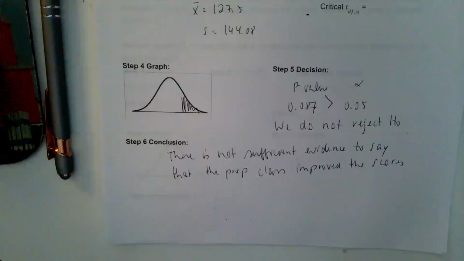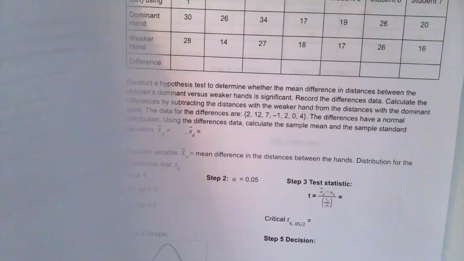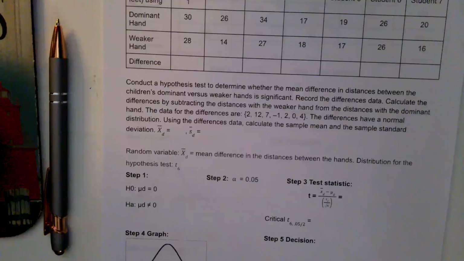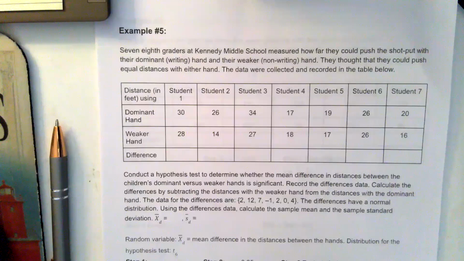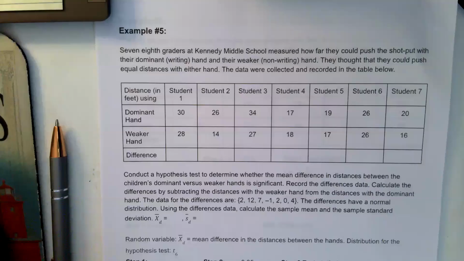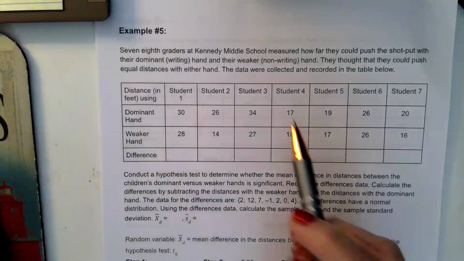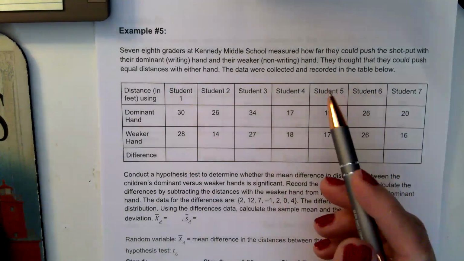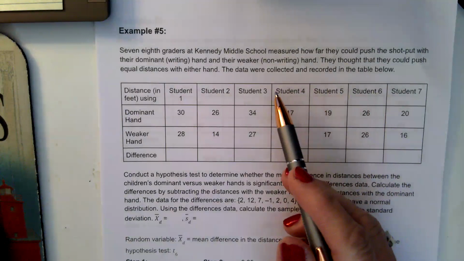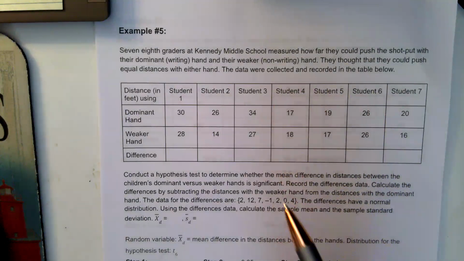So let's look at example 5. Example 5. The 7 8th graders at Kennedy Middle School measured how far they could push the shot put with their dominant writing hand and their weaker non-writing hand. They thought that they could push equal distances with either hand. The data were collected and recorded in the table.